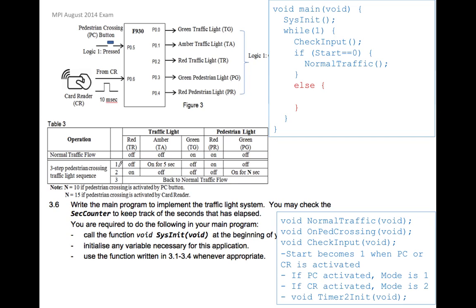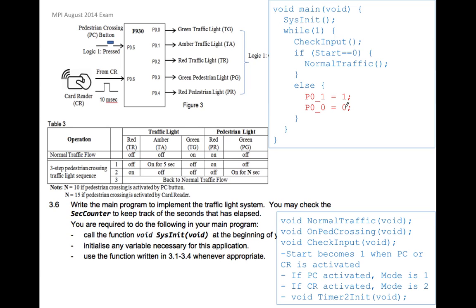In step 1, we are required to turn on the amber light and turn off the traffic green light, with the rest unchanged. To do that, we set P01 to 1, P00 to 0. As we need to turn on the amber light for 5 seconds, we need to delay that amount of time.